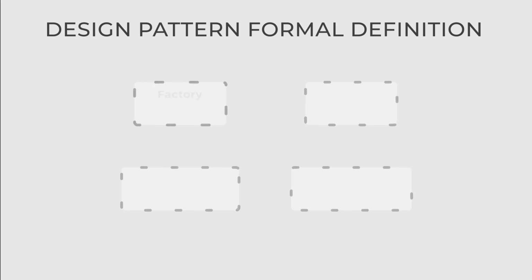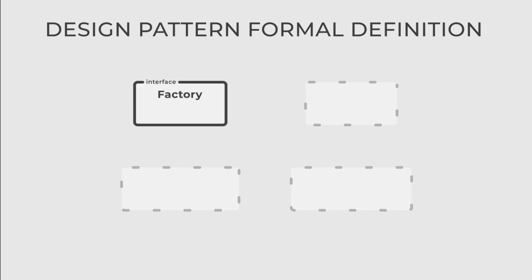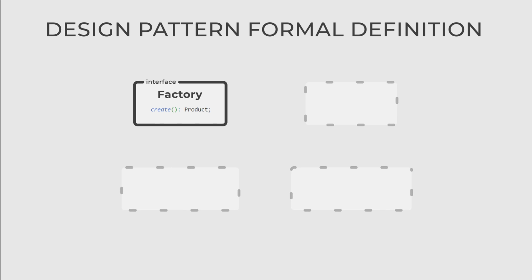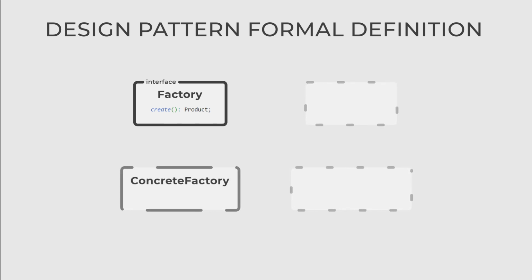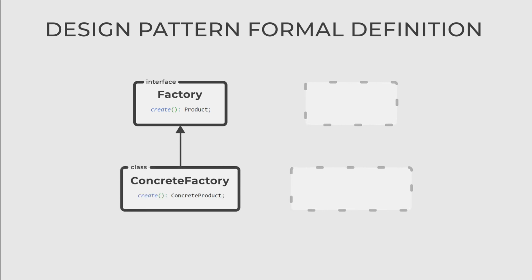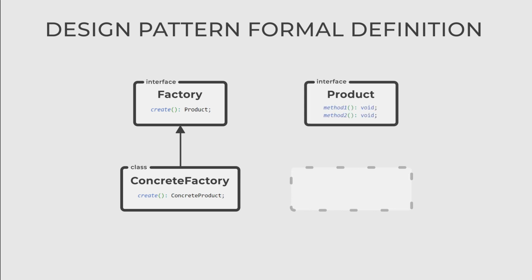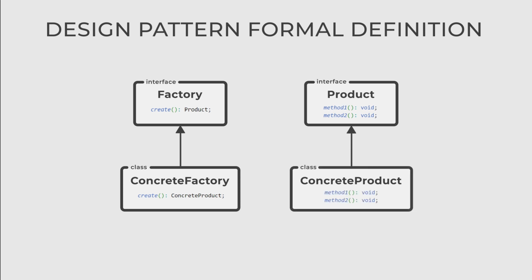The first one is the factory. Factory is an interface that declares a factory method, responsible for creating objects of a particular type. The next one is concrete factory. This is a subclass of factory that implements a factory method for instantiating concrete product classes. The next actor is the product. It is also an interface that defines methods for objects created by a factory method. And the last actor is concrete product, a product's subclass that implements the specific functions of the created object.